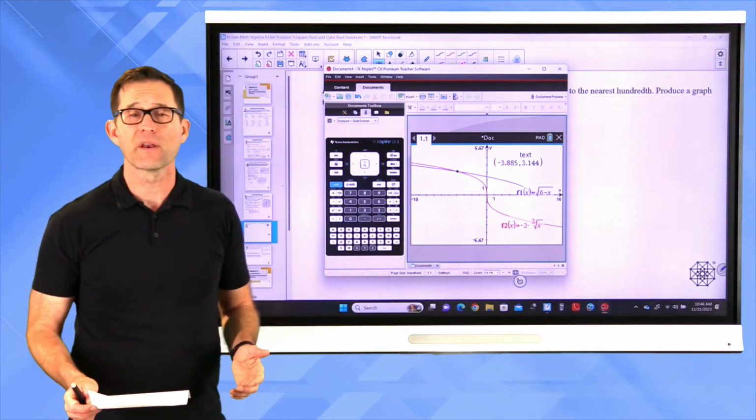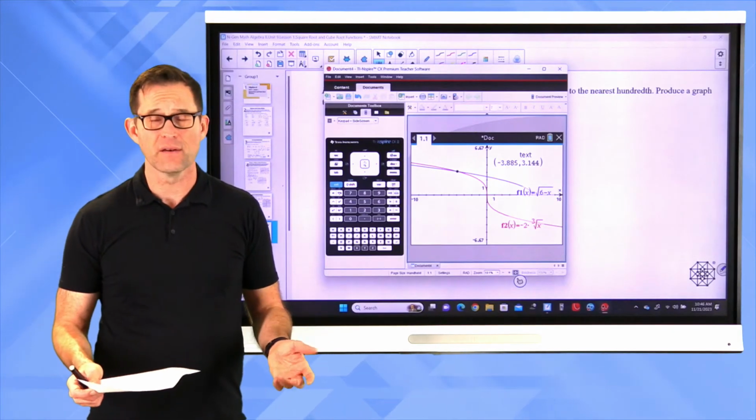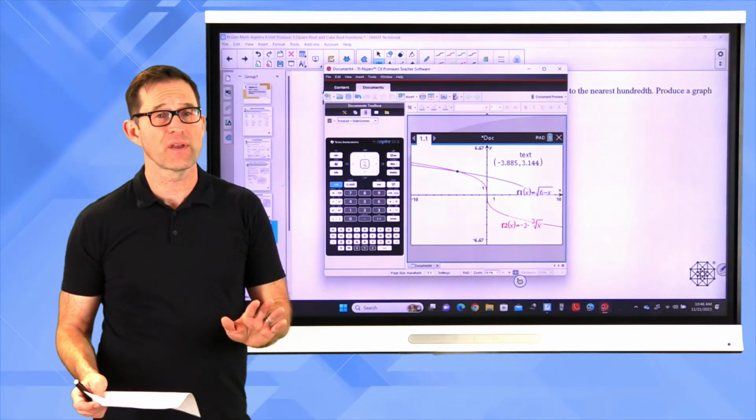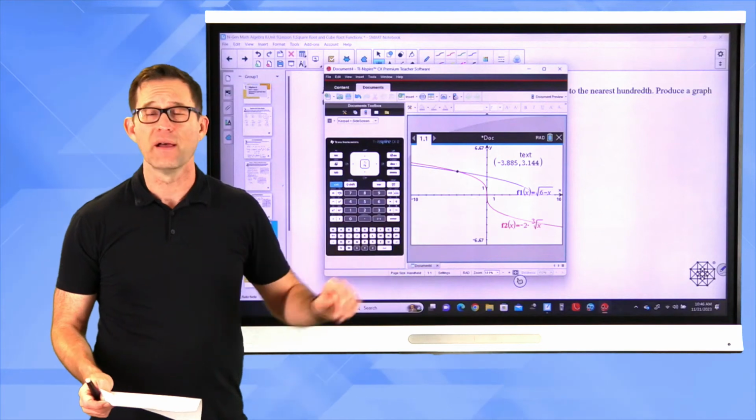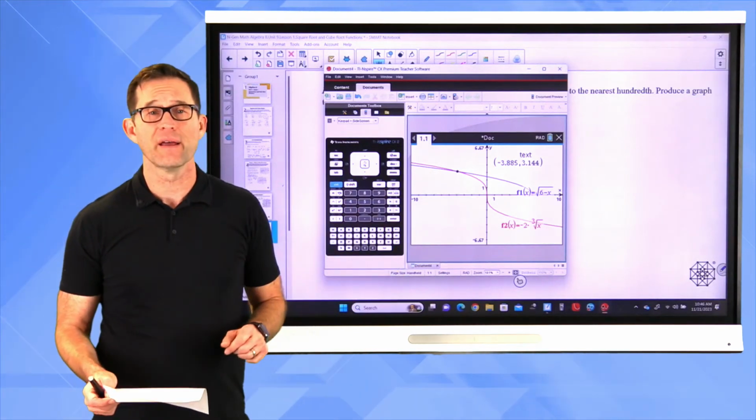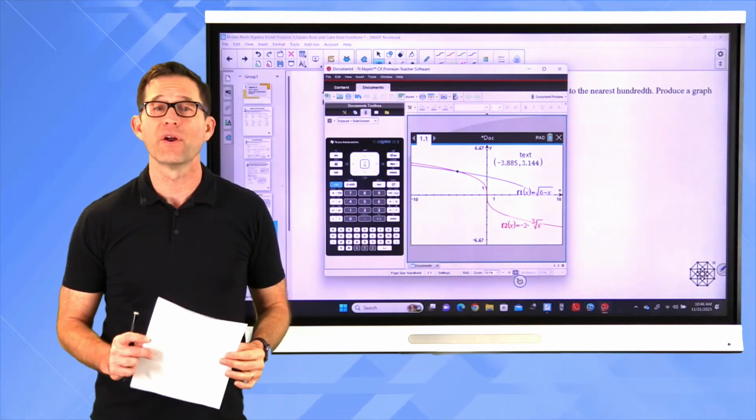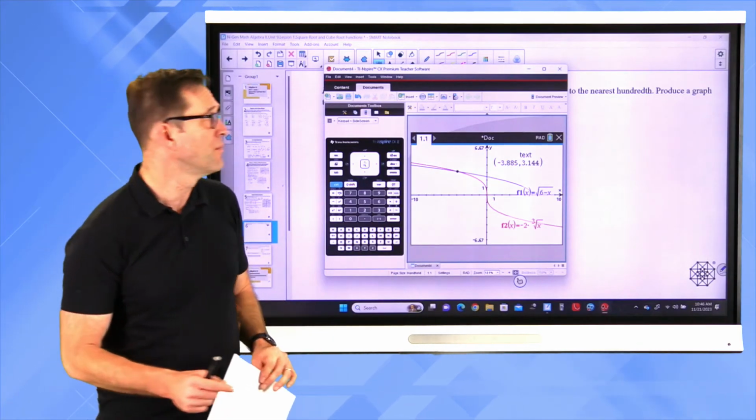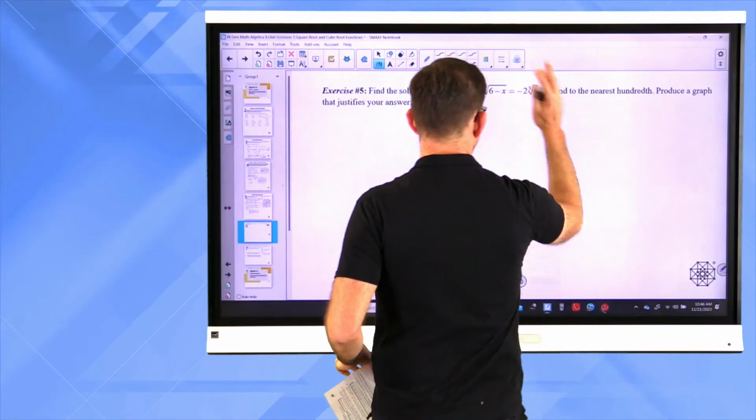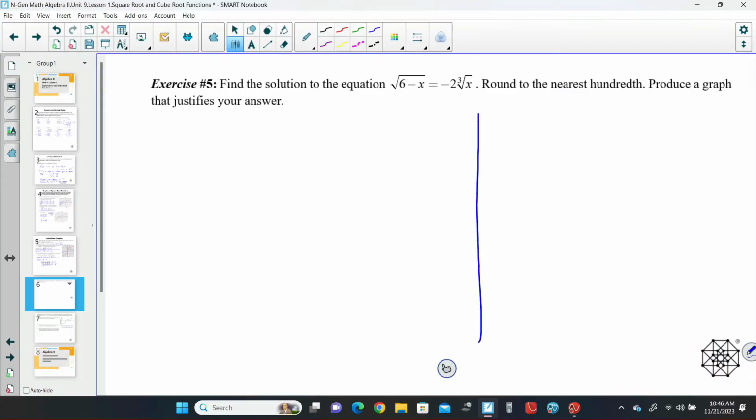Remember, when I'm solving an equation graphically, not a system of equations, I'm just solving an equation graphically, I graph the left side, I graph the right side as separate functions, and then I grab the x-coordinate of their intersection. So, at the end of the day, what I just want is to produce a little sketch. This is all the justification of my work.